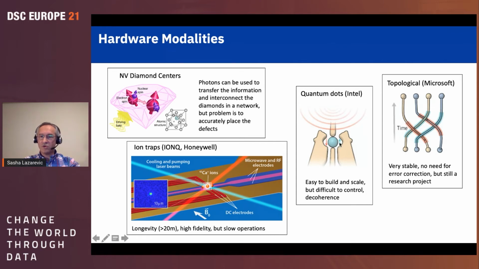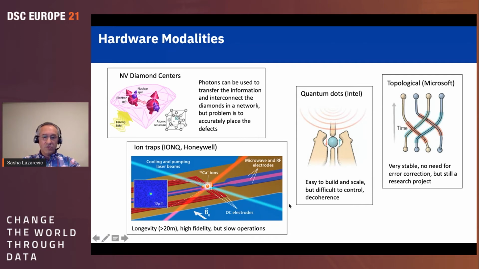Quantum dots and topological qubits are very interesting. They are very stable, so there is no need for error correction. But this project is far away from being something that we can exploit. Hopefully Microsoft is working on that so they can produce some results in the next years, because this can be a really promising technology for universal quantum computers.